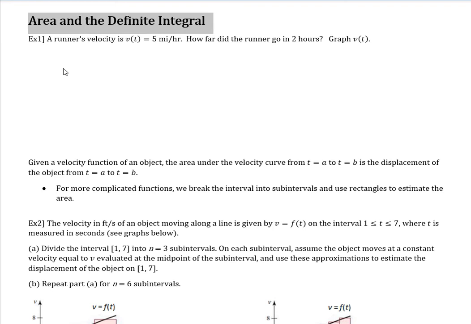There'll be a connection really soon, and we're going to slowly get to it, but I wanted to first start with an application. It says a runner's velocity is v of t equals 5 miles per hour. How far did the runner go in 2 hours? And then let's graph v of t.